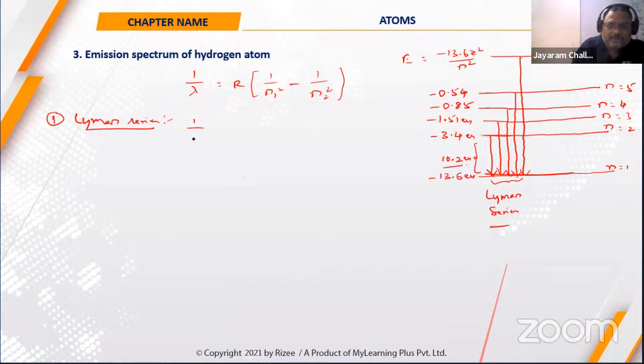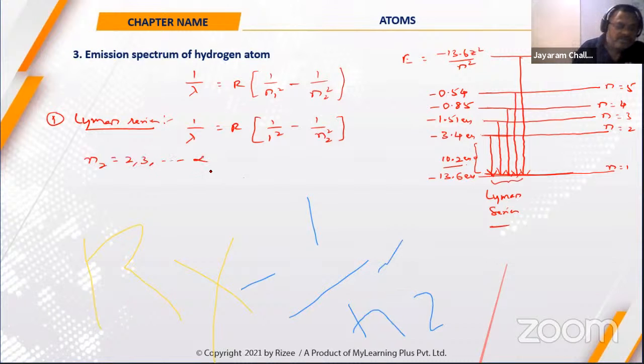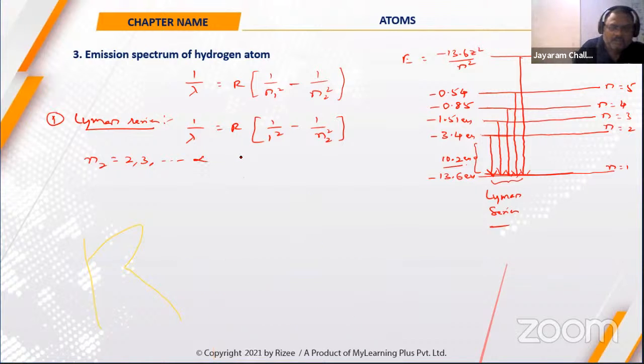So 1 by lambda is equal to R into 1 by 1 square minus 1 by n2 square, where your n2 values will be changing from 2, 3, and so on up to infinity. Generally this Lyman series comes under the UV region, the ultraviolet region. So this is the speciality of the Lyman series.